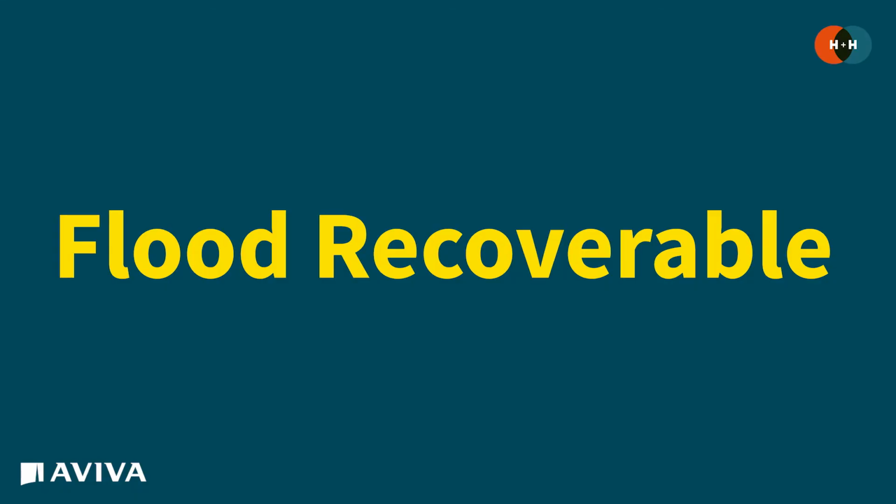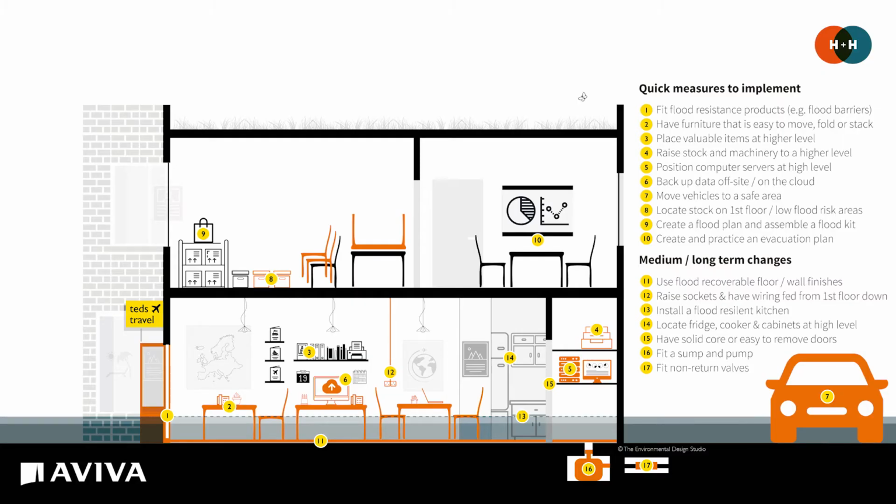But it could be that, in addition to or instead of those resistance measures, you look to make the property more flood recoverable, so that we limit the damage that floodwater could cause if or when it enters the building. And that recoverable approach could be having furniture that's easy to move, fold or stack, positioning stock, servers and valuable items at higher level, and specifying materials for floors and walls that won't be unduly damaged by floodwater and will be easy to dry out and decontaminate after an event. Even having raised power sockets and wiring fed from the first floor down can be hugely beneficial and reduce the time it can take for reinstatement.